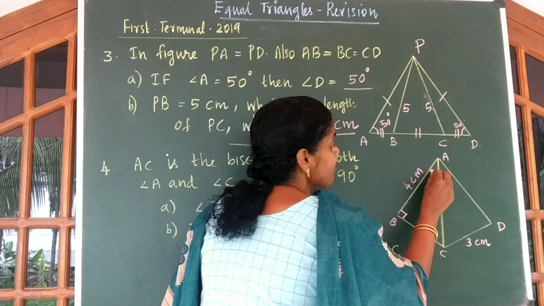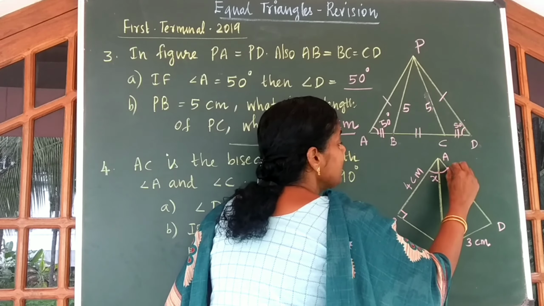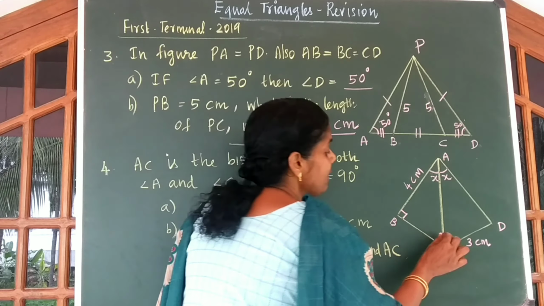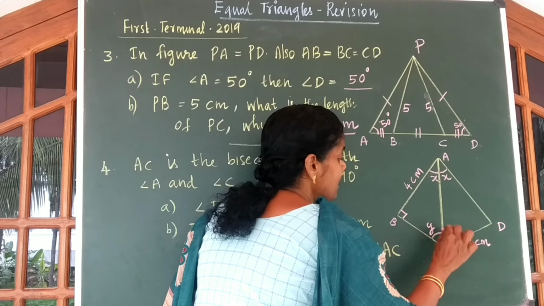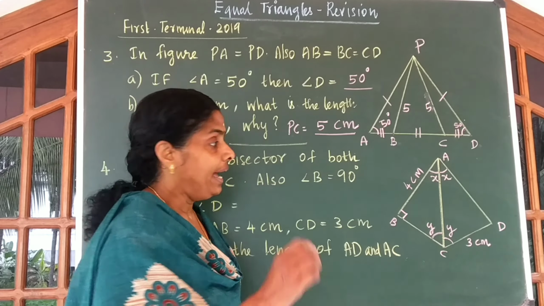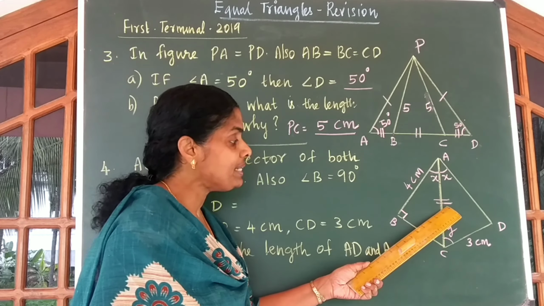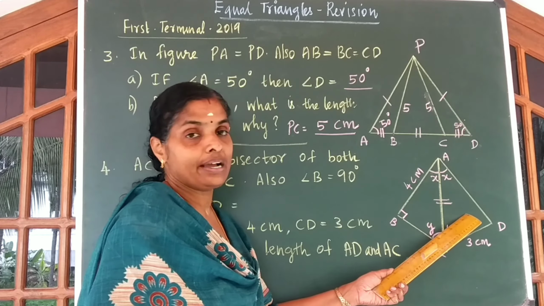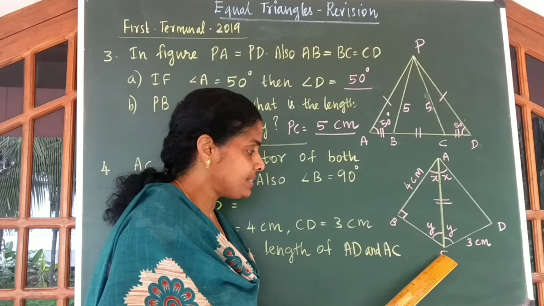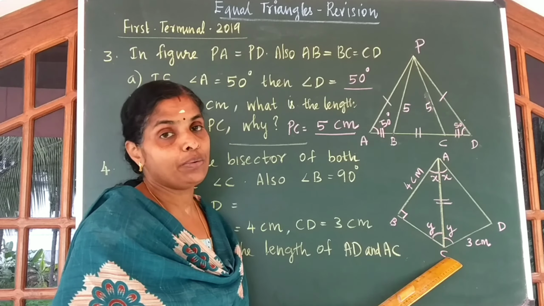So let me name this angle to be equal to X. Then this angle would be also equal to X. Similarly, we can say this angle is Y. Therefore, this angle is also equal to Y. And what about AC? AC is the common side for both triangles. So, we can call triangle ABC and ADC to be equal triangles.